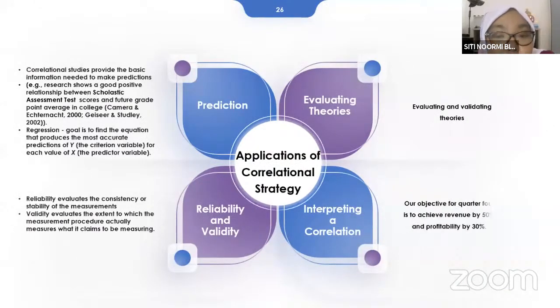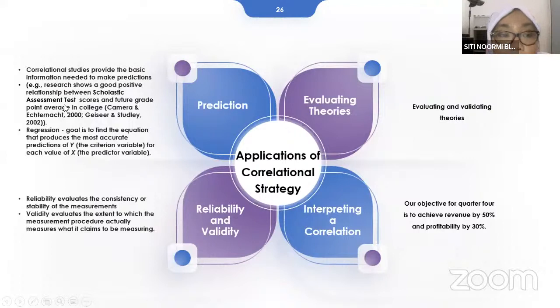These are the applications of correlational research design, in which it provides the basic information needed to make predictions based on the finding of correlation. If you find a consistent pattern of relationship between your variables, then you can proceed further with making the prediction. For example, research shows a good positive relationship between Scholastic Assessment Test, or SAT, score and future grade point average.